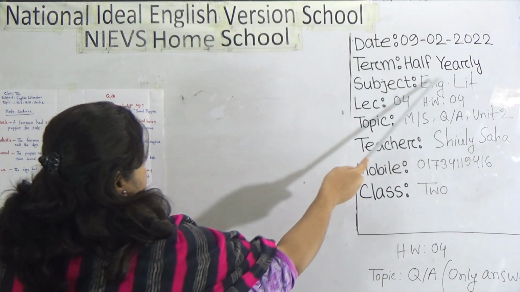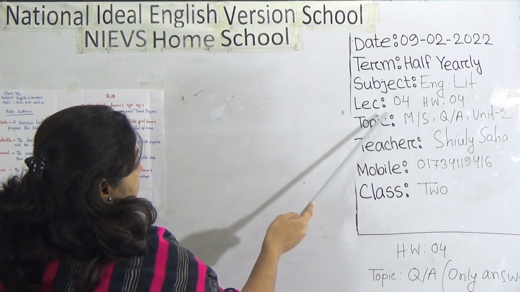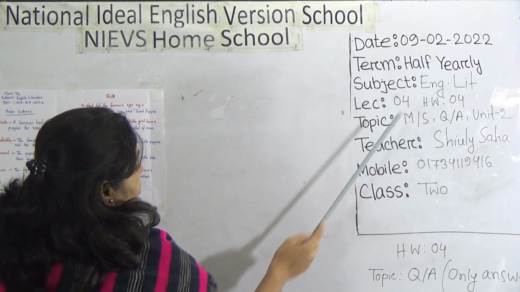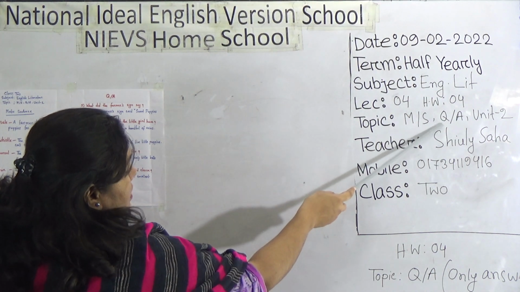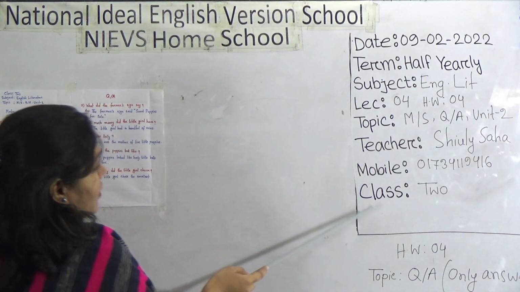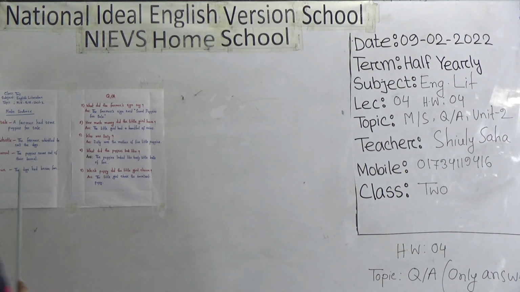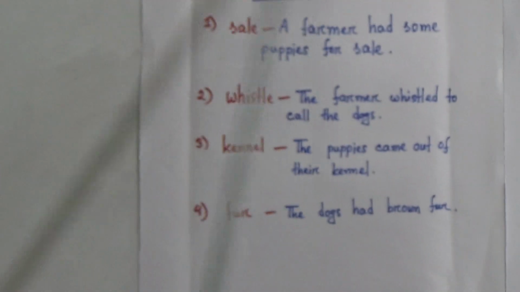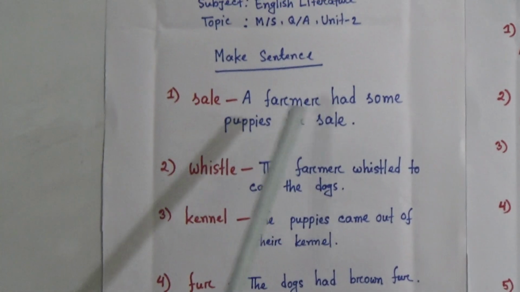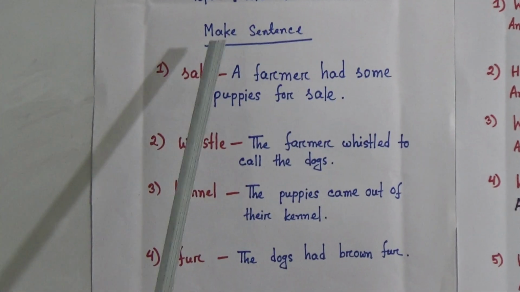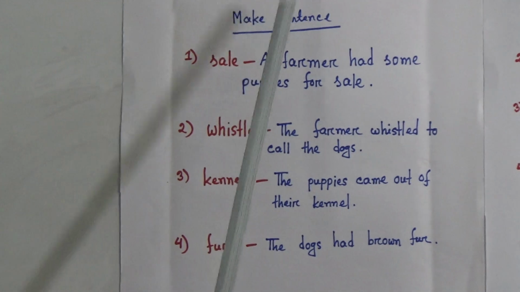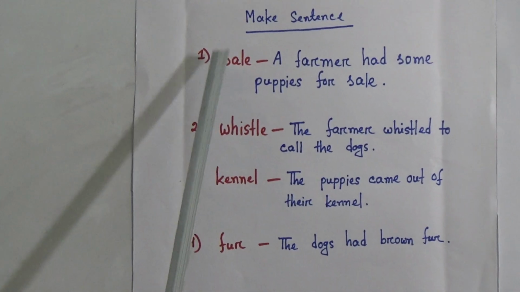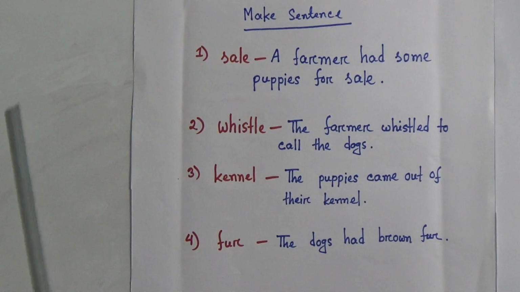It is half yearly term, subject English Literature, Lecture 4, homework number 4, topic: make sentence and question answer from Unit 2. So let's get started. At first we will start make sentence. Students, you know in the previous class we have already discussed Unit 2. From Unit 2 I will provide you some make sentences and question answers.